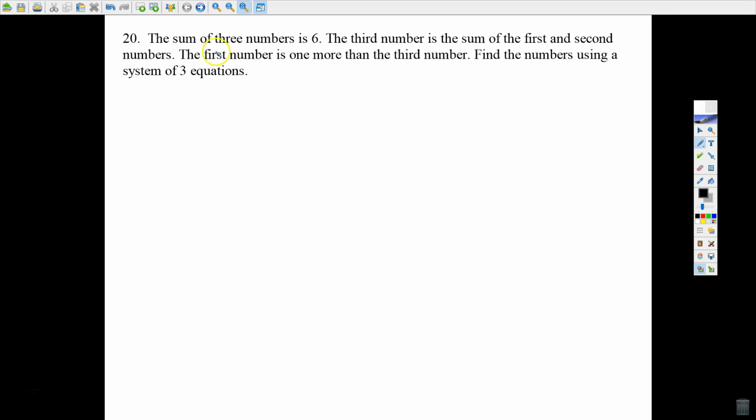All right? So let's just read through the paragraph. We know that we have 3 different numbers that total 6. So right off the bat, anytime I'm asked to write a system of 3 equations, I'm going to have 3 variables. So I'm just going to call x my first number, y will be my second number, and z will be the third number.